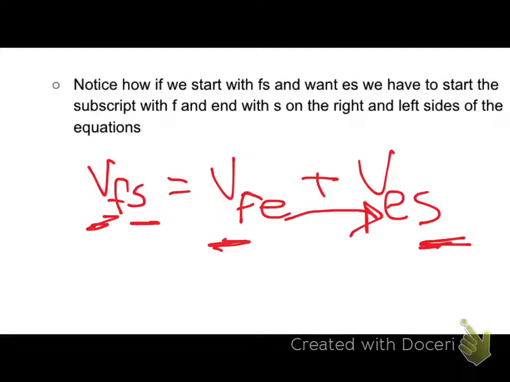So there's a reason we used ES and not SE, and it's because we wanted it to go FE, ES so that those center E's are the same. So this is just the convention that we have set up. So if we want FS and we have FE and we need ES to get to FS. I know it seems a little strange. Okay.